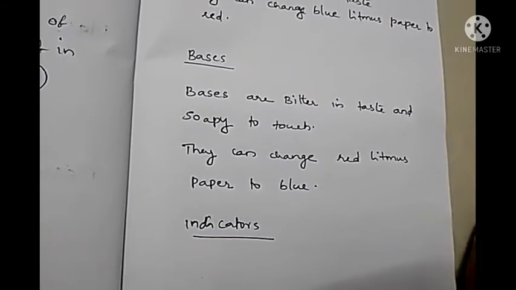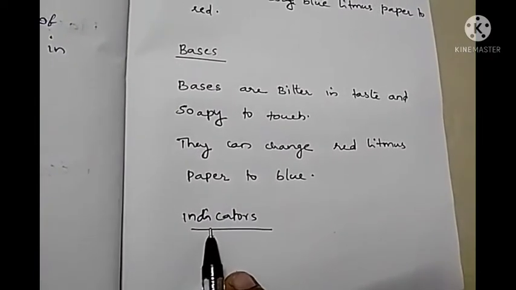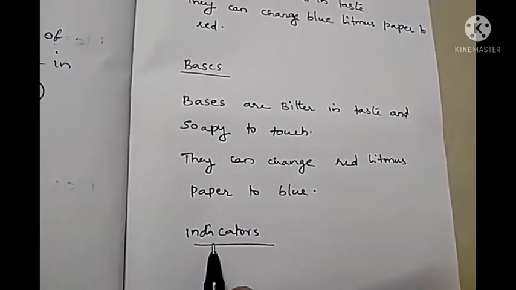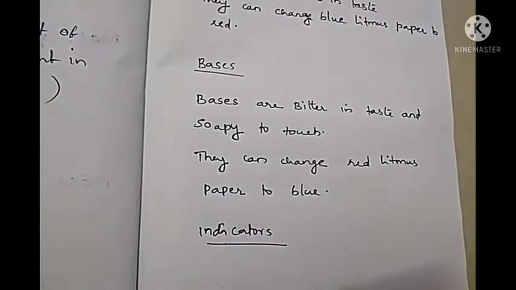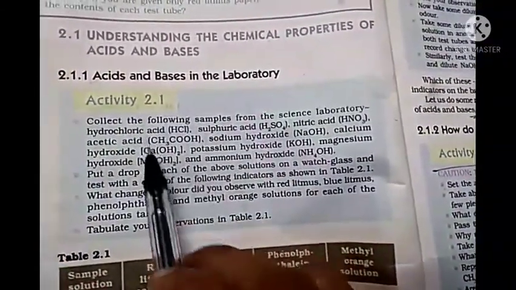Now, to identify whether the given substance is an acid or a base, we use indicators. Examples of different indicators we have also discussed. Now, we can discuss one activity given in your textbook.